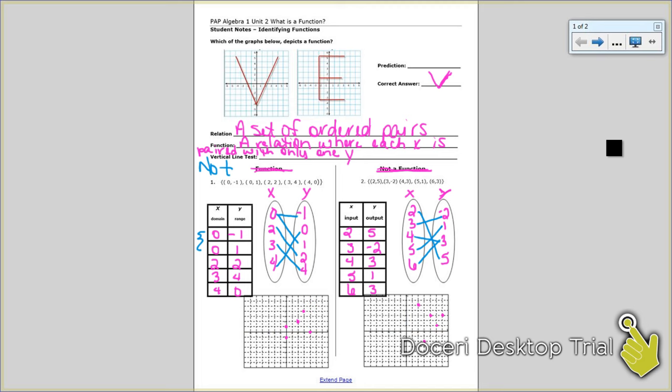This also passes the vertical line test. So if I go put vertical lines on here, it passes through one point, one point, one point, only one point, and only one point. And it doesn't matter which vertical line you use, none of them pass through more than one point, so it passes your vertical line test. So this one is a function.